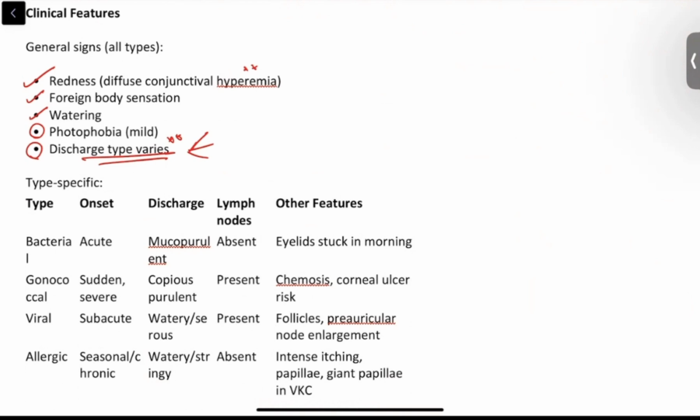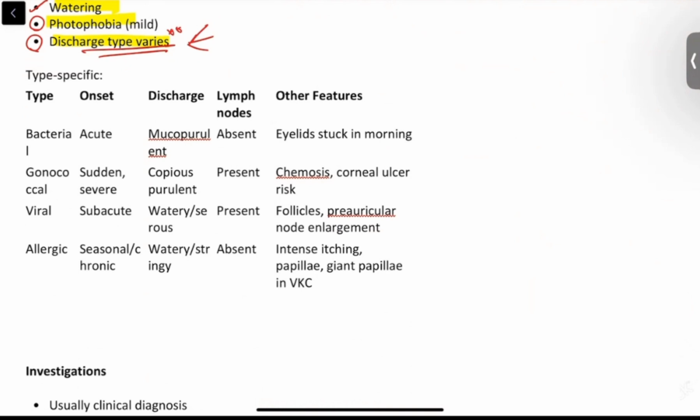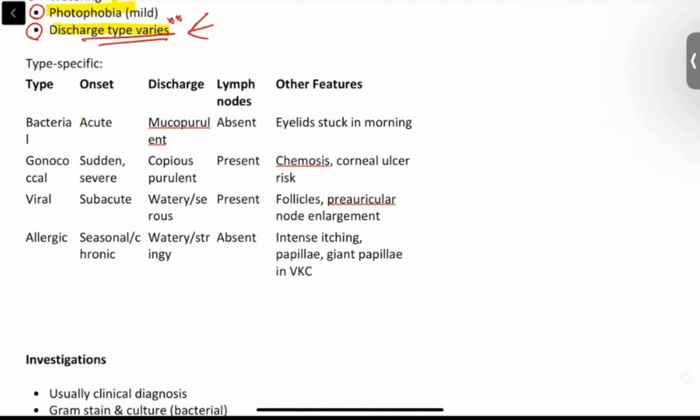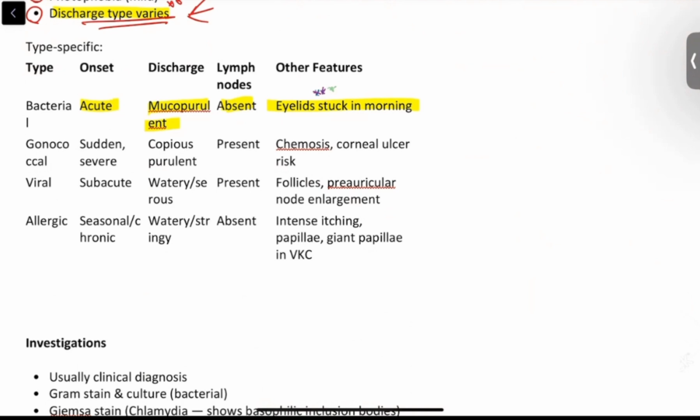Okay, so these are the common signs which will be present in all cases of conjunctivitis: redness, foreign body sensation, watering, photophobia, and discharge. So what are the type-specific features of conjunctivitis? In case of bacterial, it is acute in onset and mucopurulent discharge will be there. Lymph nodes will be absent because neutrophils are implicated here. The eyelids get stuck in the morning because of this mucopurulent discharge, and this is a sign that this is bacterial conjunctivitis.